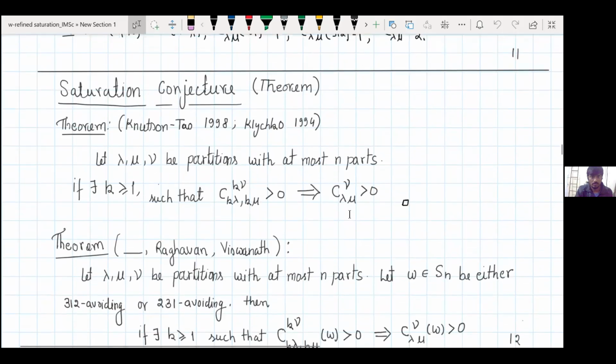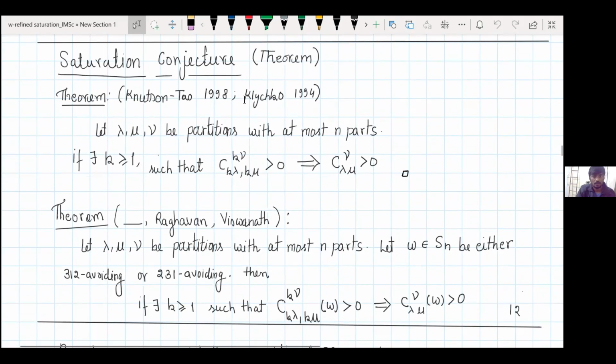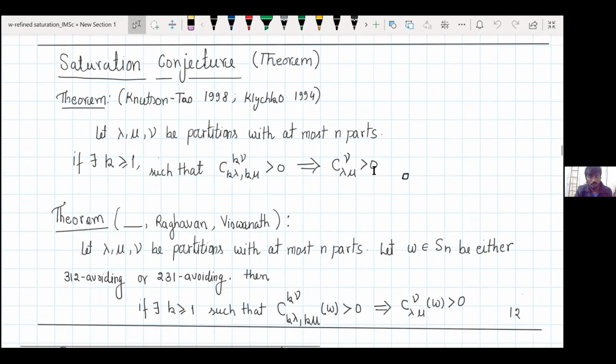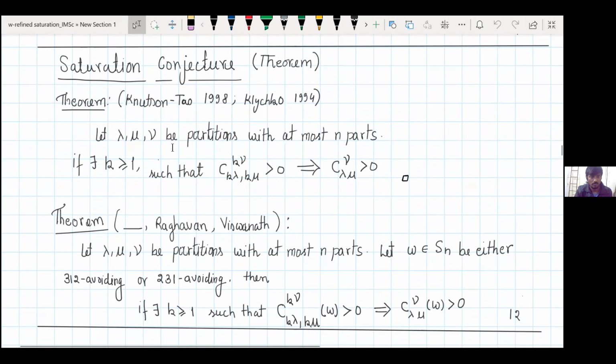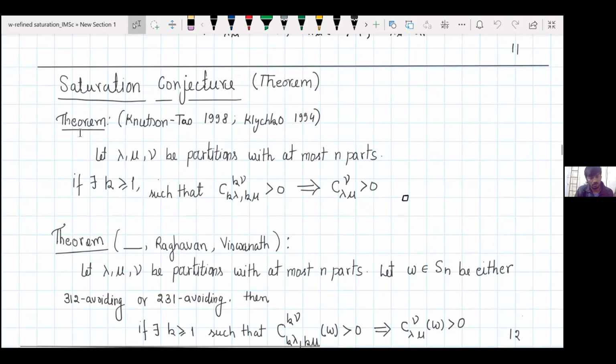So let's state what the saturation conjecture is. This is a theorem, so it's been proved by Knutson and Tao. Let lambda, mu, nu be partitions with at most n parts, and if there exists an integer k bigger than or equal to 1 such that c^{k lambda}_{k mu, k nu} is positive, this implies that c^lambda_{mu nu} is also positive. So we ask the same type of saturation for this refined Littlewood-Richardson coefficient.